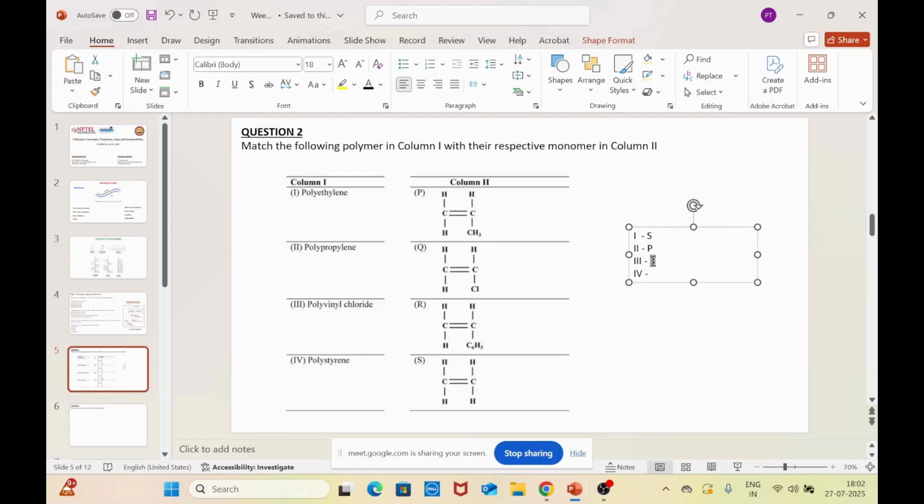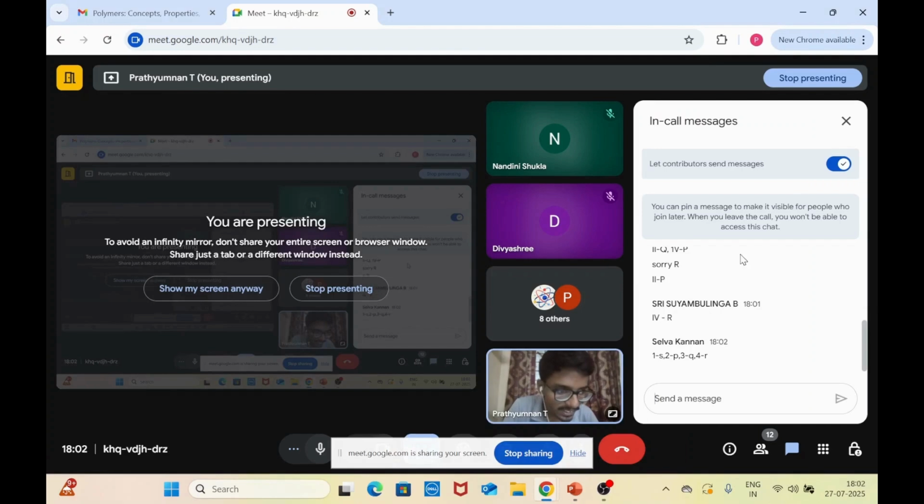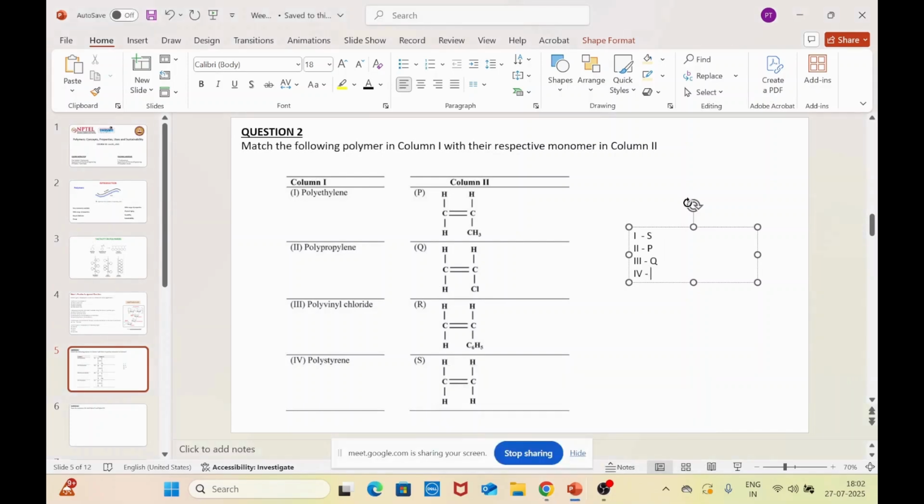Why is the 3 written as Q? And the last one, fourth, polystyrene will be R, because 1s, 2p, 3q, and 4 is R. That is polystyrene. Here, if you see, only one hydrogen atom is substituted with other groups such as chloride, methyl, or the benzyl group.